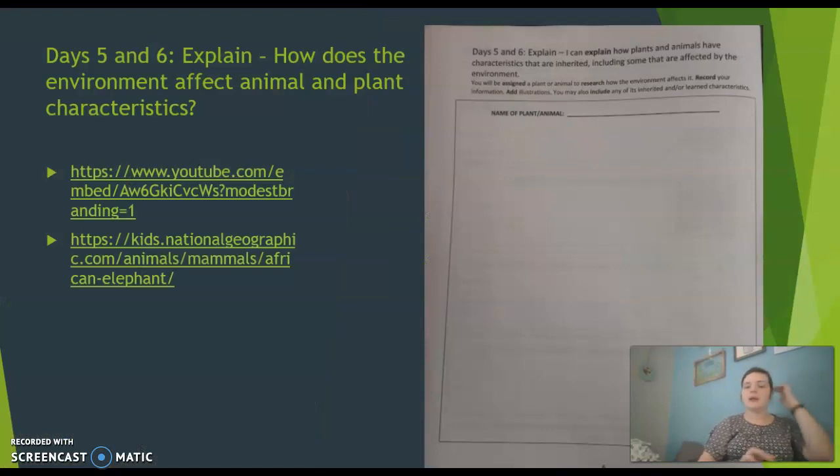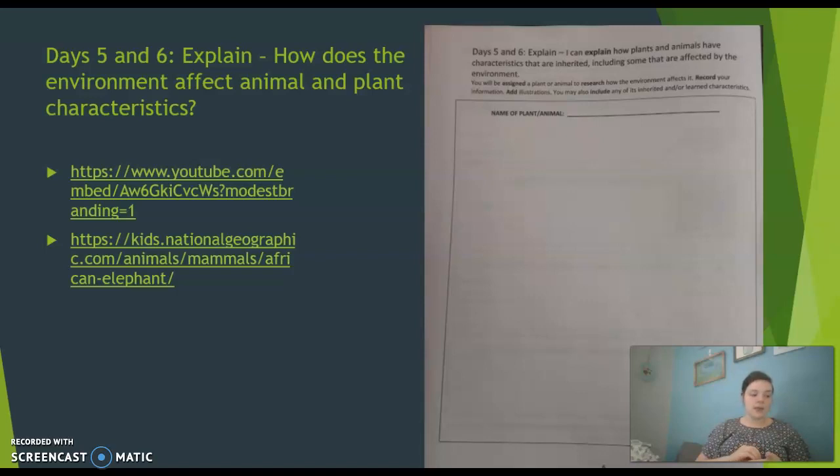Next, I went into the activity for the day, and I modeled what they were going to be doing. So I used an elephant, and I used the YouTube video and the article. What this was showing is that in days 5 and 6, they can explain how plants and animals have characteristics that are inherited, including some that are affected by their environment.